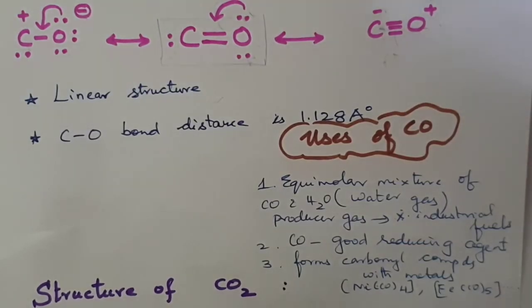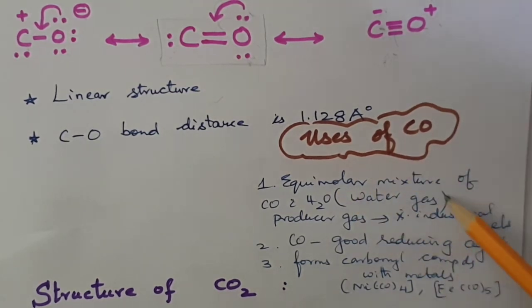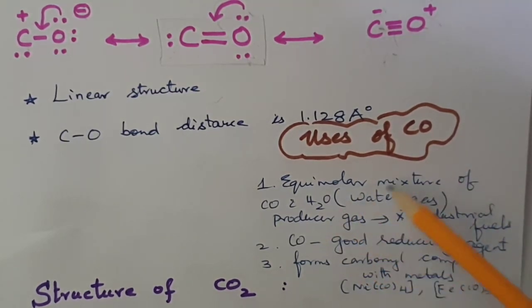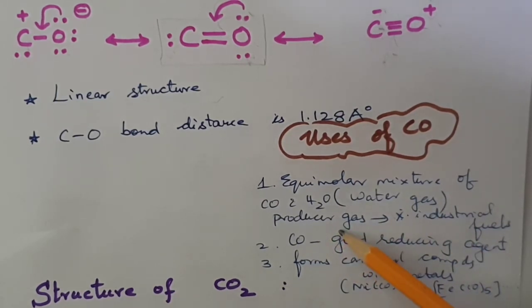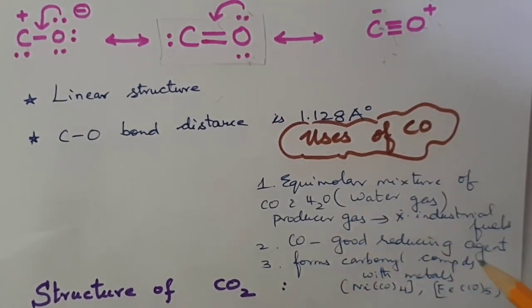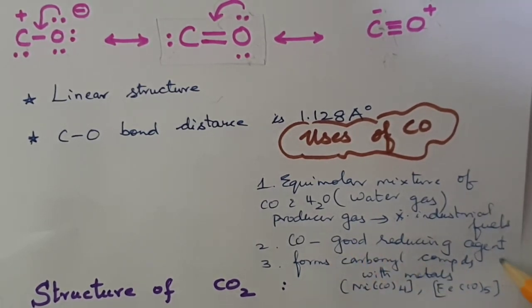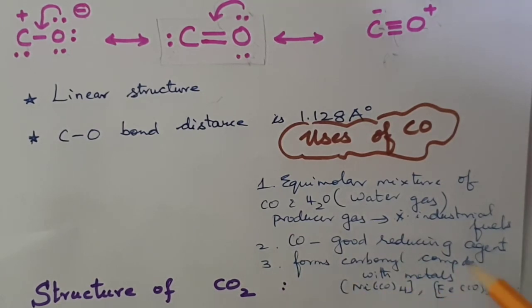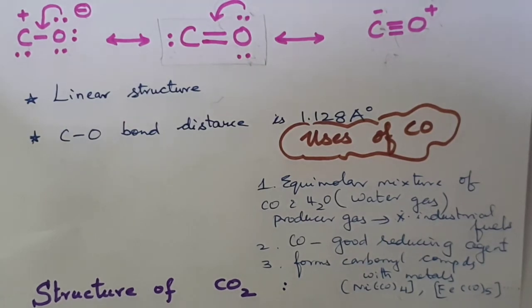The uses of carbon monoxide: equimolar mixtures of carbon monoxide and hydrogen, which is called water gas, as well as producer gas, carbon monoxide and nitrogen, are important industrial fuels. Carbon monoxide is a very good reducing agent, and carbon monoxide forms carbonyl compounds with metals, like nickel tetracarbonyl and iron pentacarbonyl. So these are the uses of carbon monoxide. Now we will also see carbon dioxide, its preparation, properties and uses.